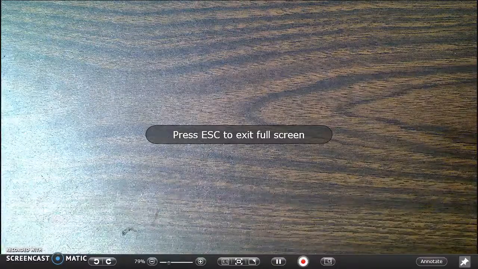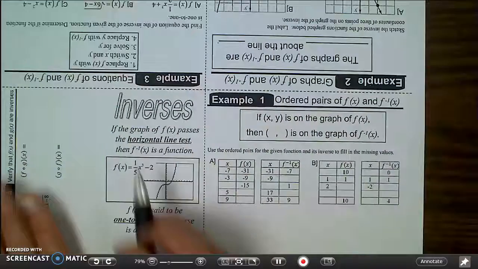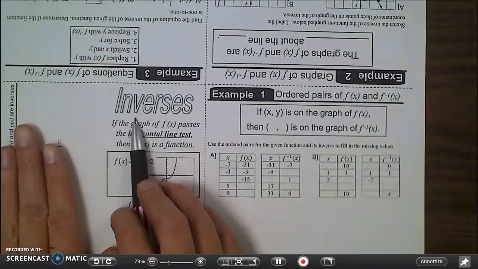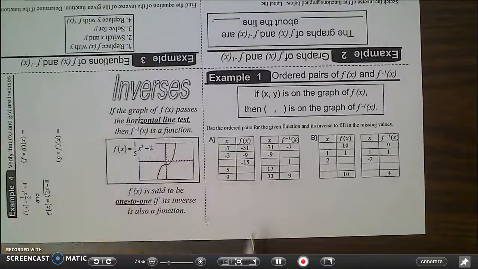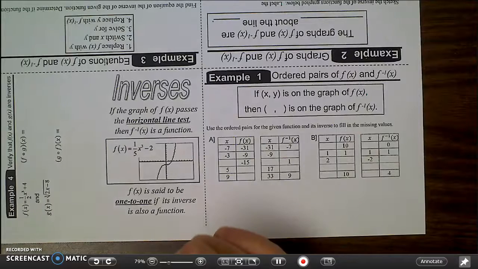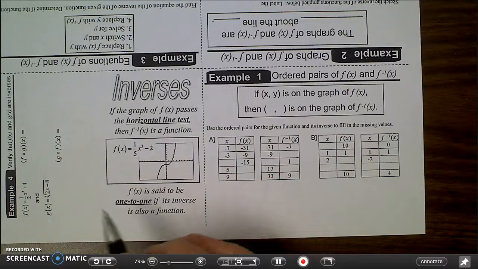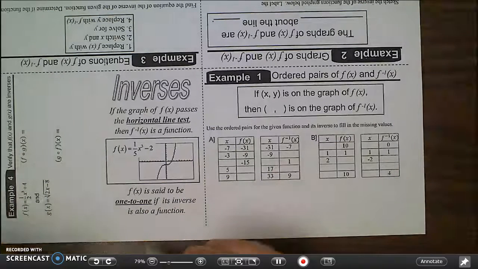All right, Algebra 2. So I have two things that I want to go over with you. First thing is inverses. So make sure you're looking at this proof book first, the inverses proof book. So every function has an inverse.